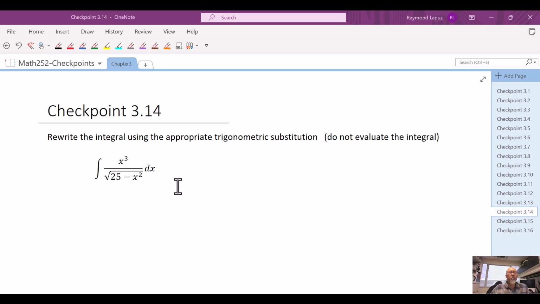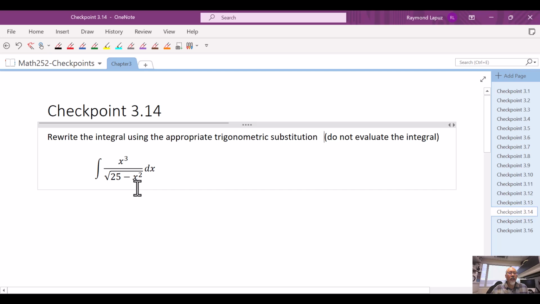This is from section 3.3, Trigonometric Substitution. So they want us to rewrite the integral using an appropriate trigonometric substitution. It says do not evaluate the integral, but I think it'll be fun and good practice to evaluate the integral, so that's what we'll do.